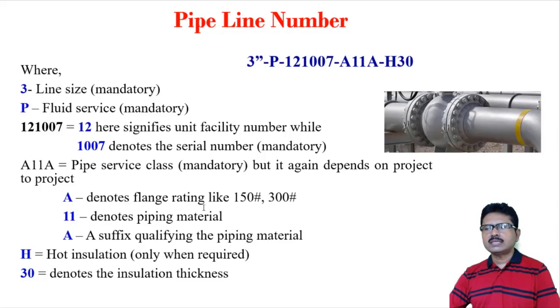A denotes the flange rating. In this figure there is a flange just like a wheel. Using this flange, the valves or other pipes might be connected. 11 denotes the piping material, which type of material is used. A is a suffix qualifying the piping material. H indicates the type of insulation, here it is hot insulation, and 30 denotes the insulation thickness.